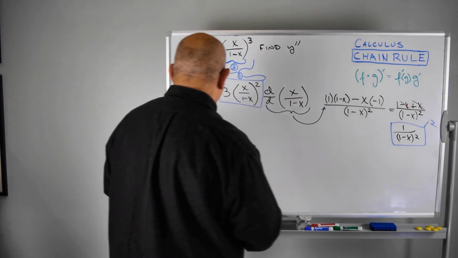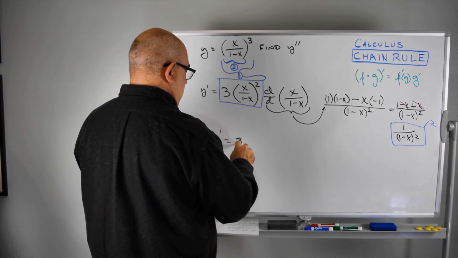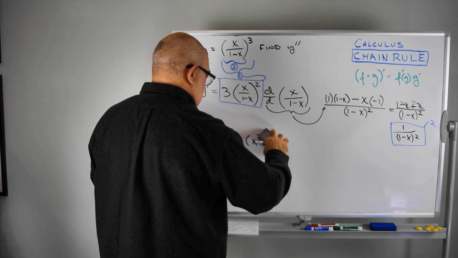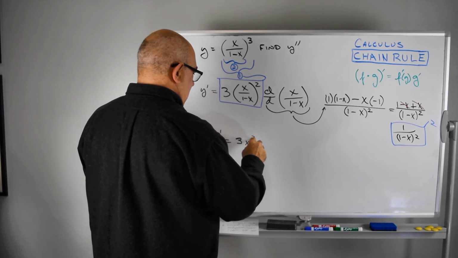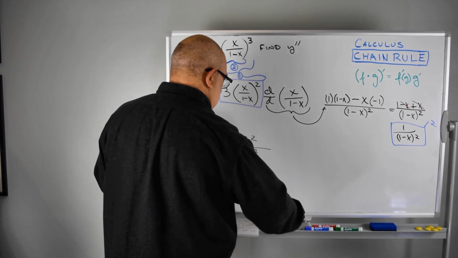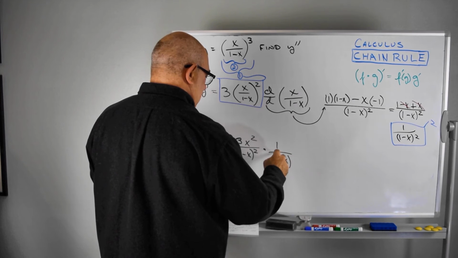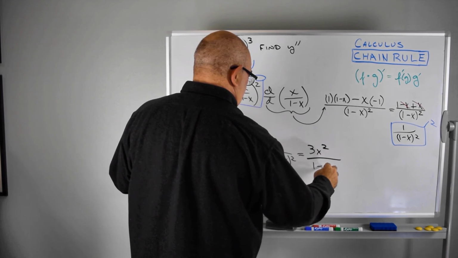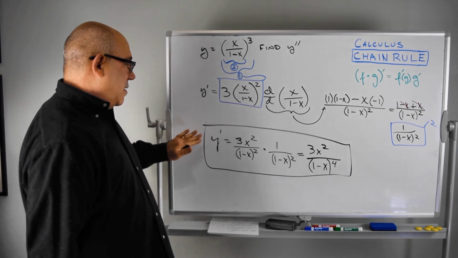So we get y prime equals the first piece, which is 3 times x squared, we'll just call it 3x squared, much easier. 3x squared over 1 minus x squared times 1 over 1 minus x squared, and that equals 3x squared over 1 minus x to the 4th. And that's our answer for the first derivative.